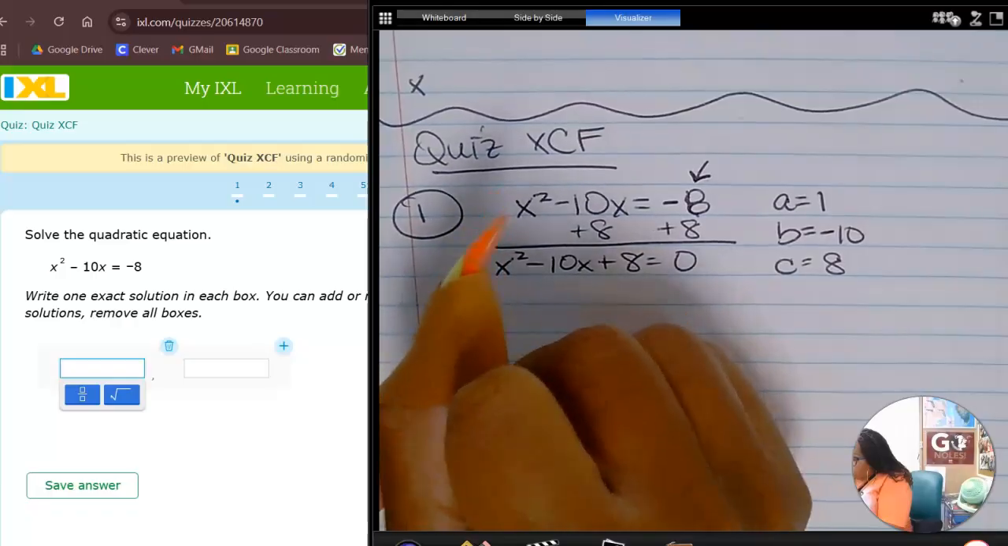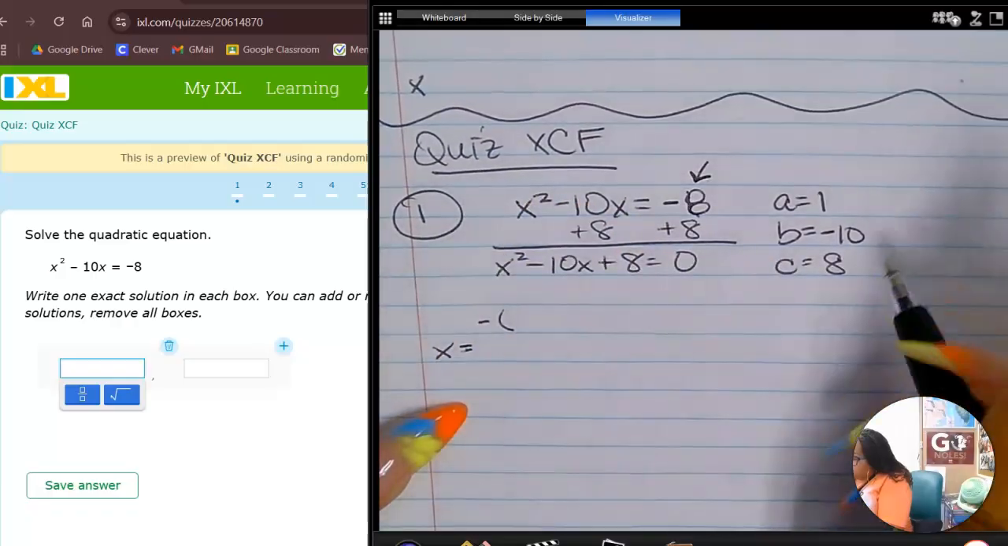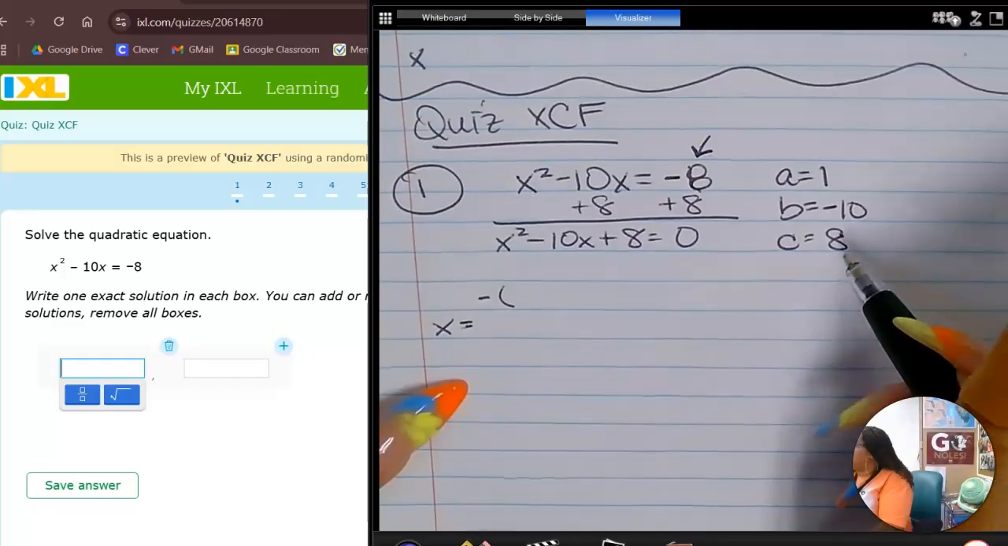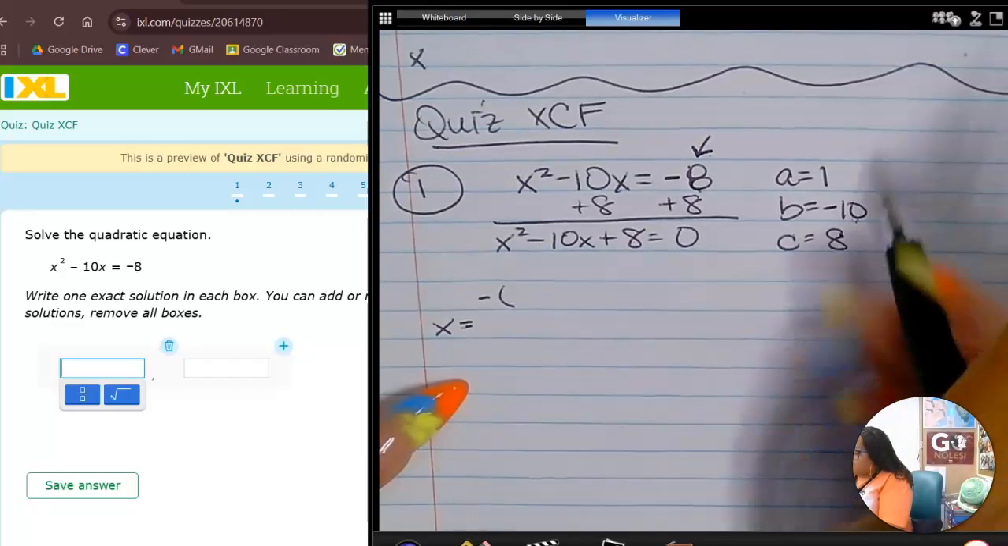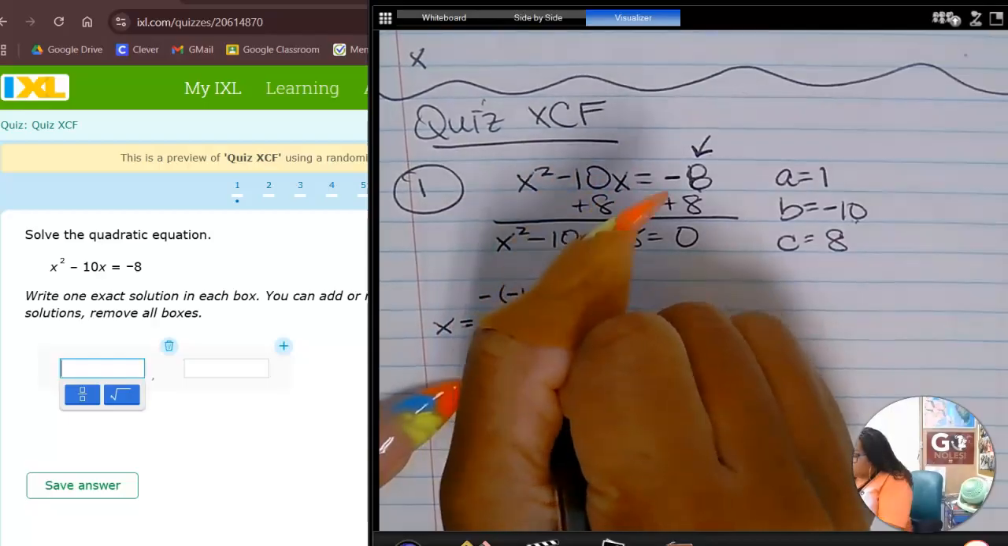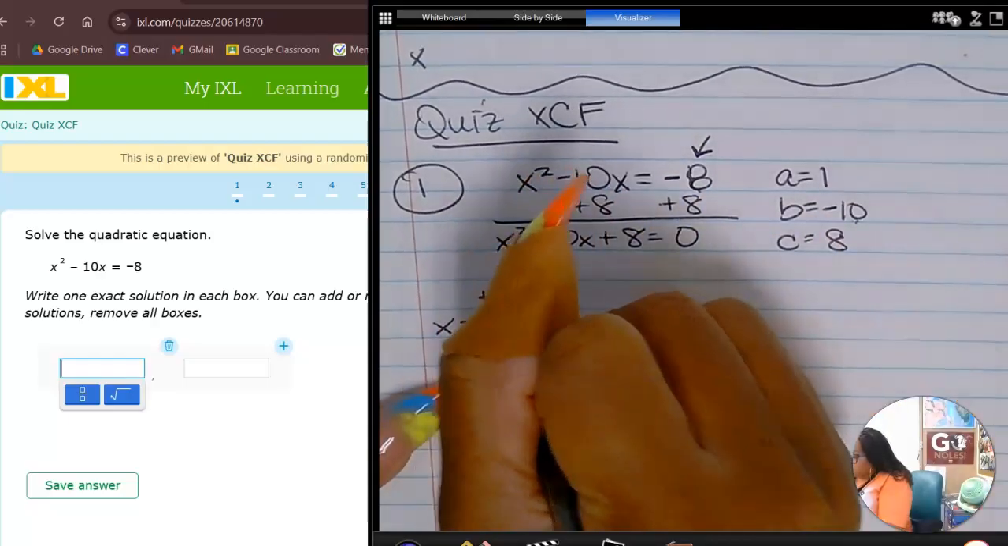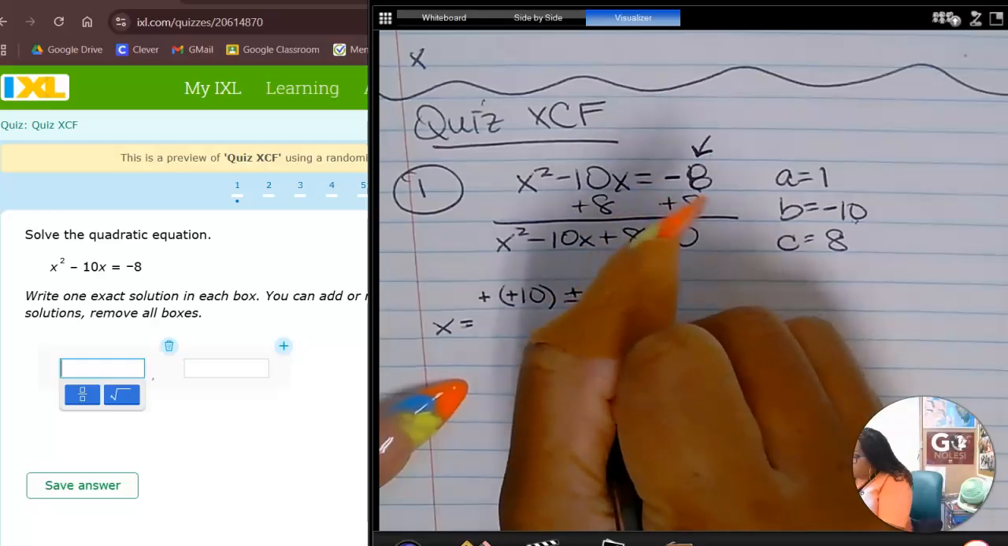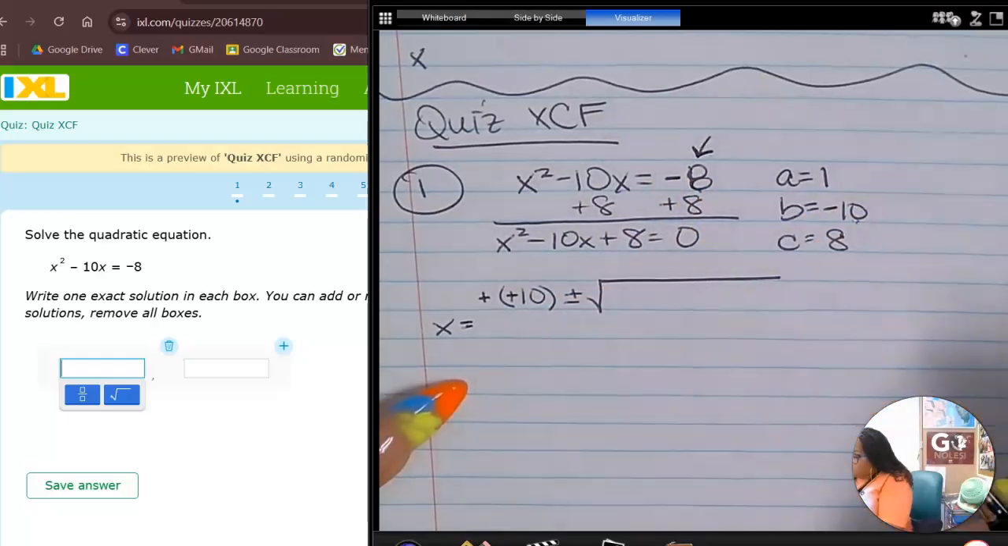Now this is the fun part. Opposite of who? Who goes in the middle? Opposite of -10. And what's the opposite of -10? Positive 10, plus or minus big radical.